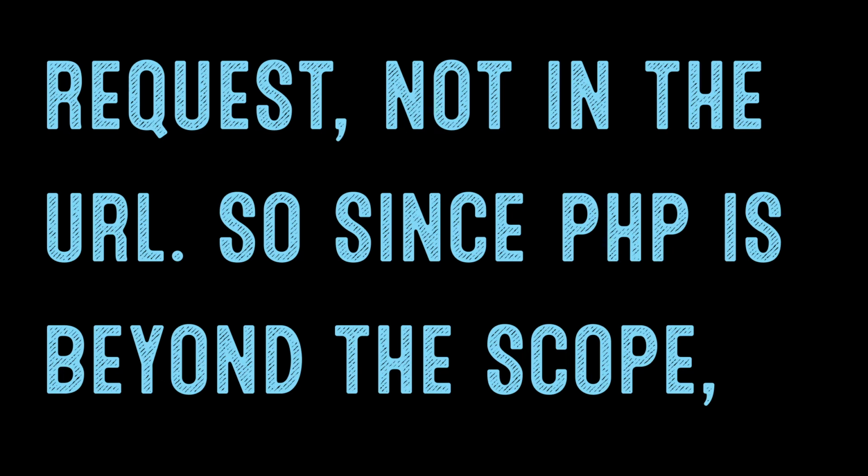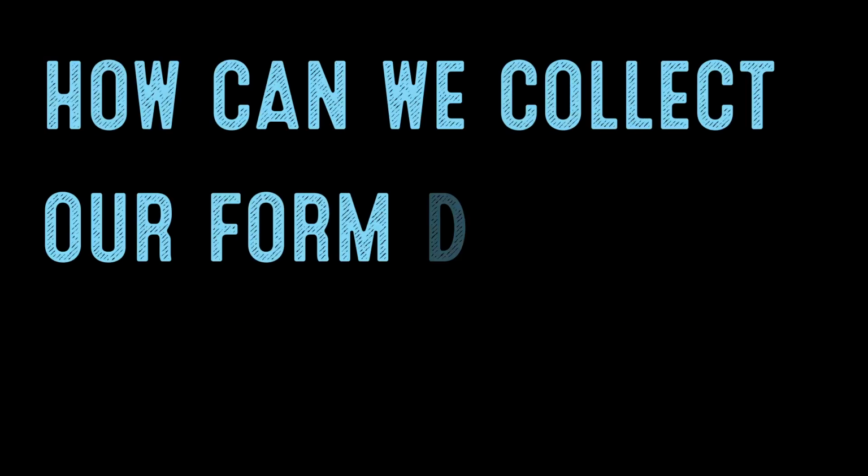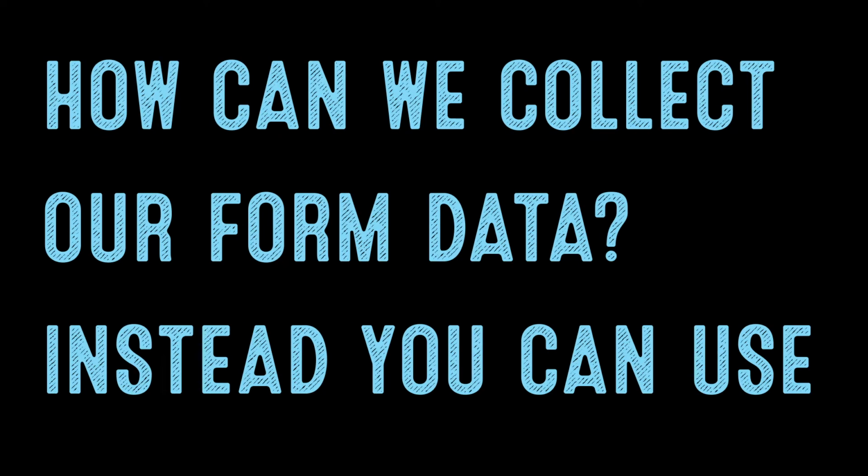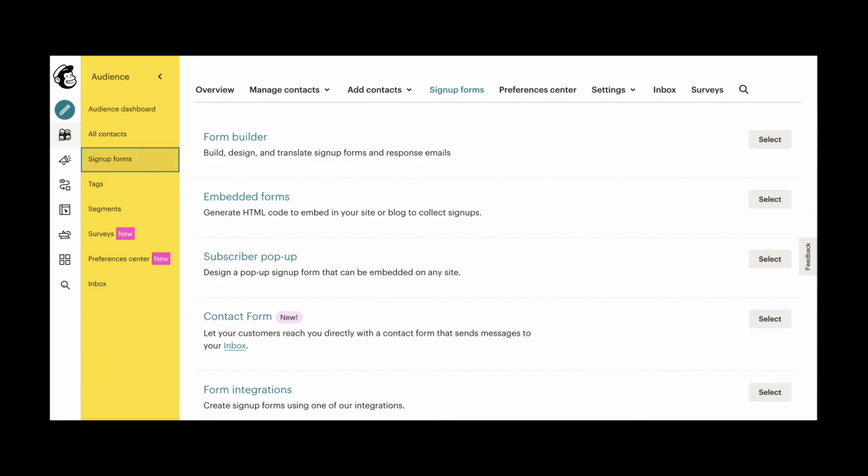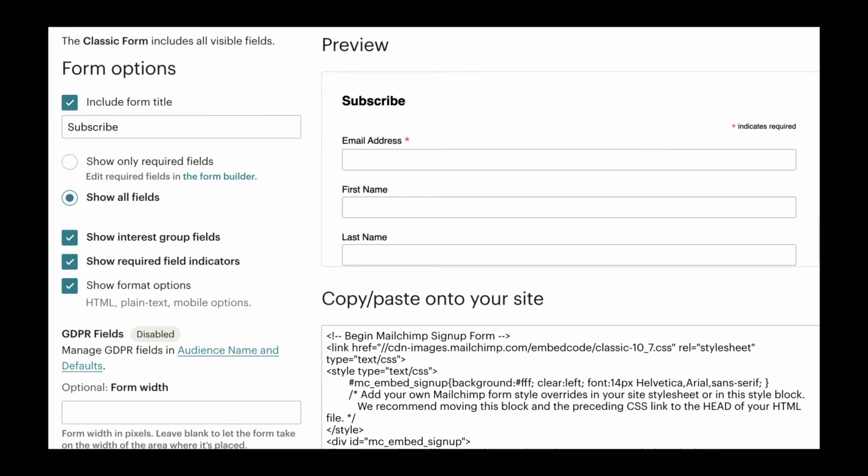So since PHP is beyond the scope, how could we collect our form data? Instead, you can use a CRM that handles the database for you. MailChimp has a free option we can demo. Once you have an account, go to the Sign Up Form section of your account and select Embedded Forms. Here you see the default is a simple form to collect a user's first and last name and email. Below you see the embed code to copy and paste into your HTML page.